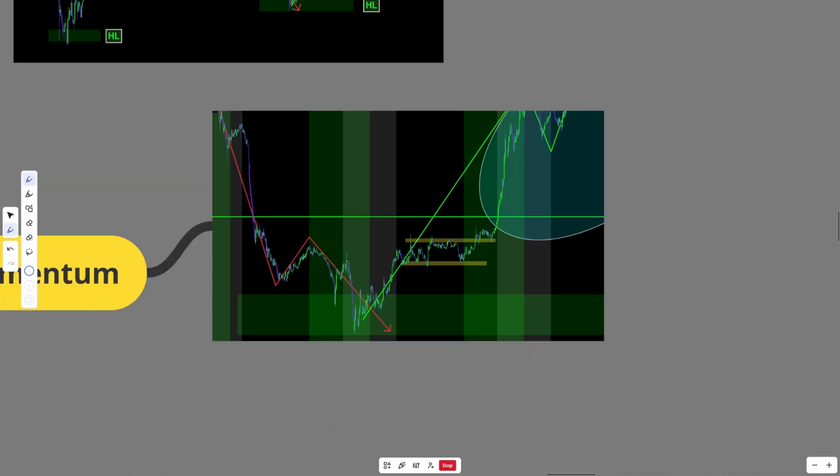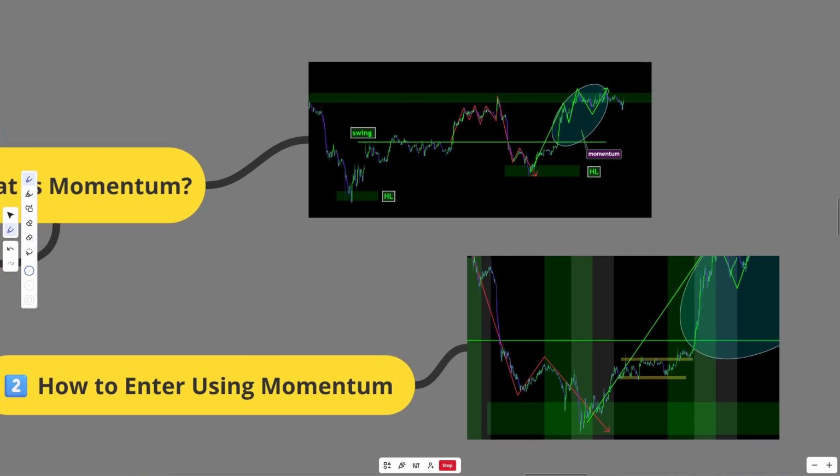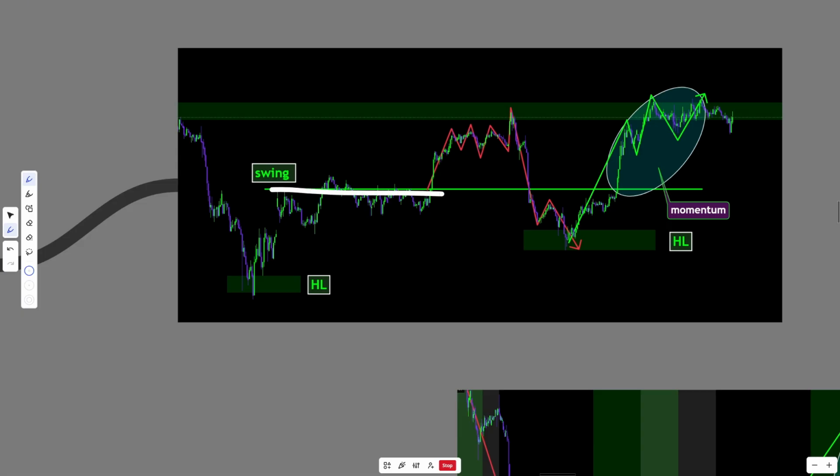Okay, I will show you an example. Here we have a swing. This all was just a trap. Here we have a lower low, lower high. So this all is a trap, and from this area to this area is the recharge phase.